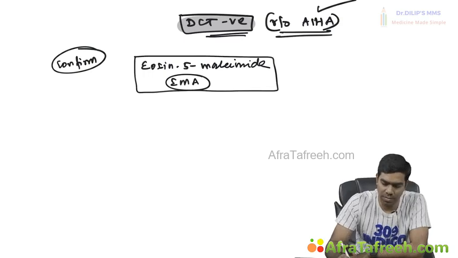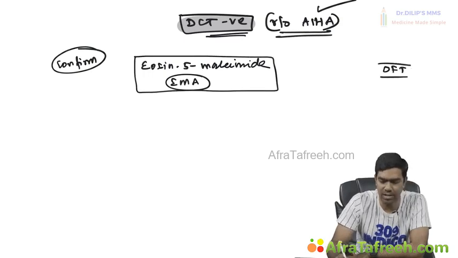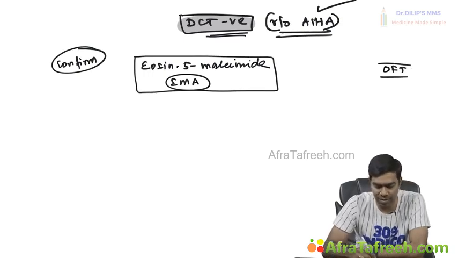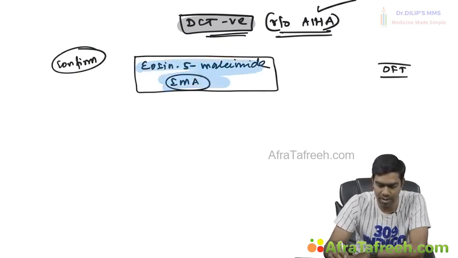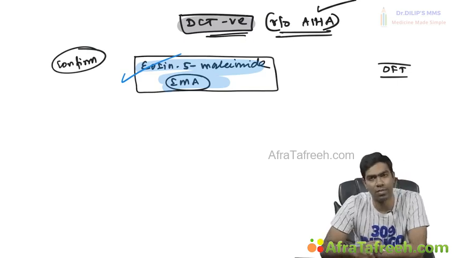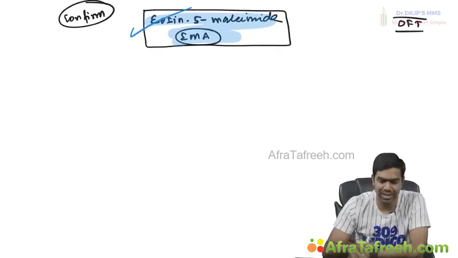And the second one is called the osmotic fragility test. It's a traditional test. But currently what is actually favored is the EMA, eosin-5-maleimide testing only. This is what is favored for hereditary spherocytosis. What you characteristically see in eosin-5-maleimide testing is something different.